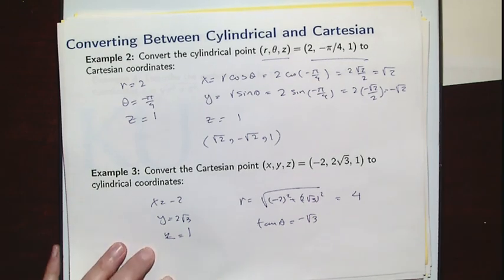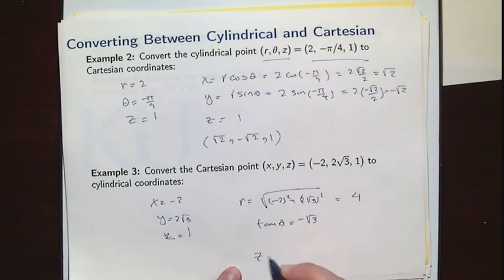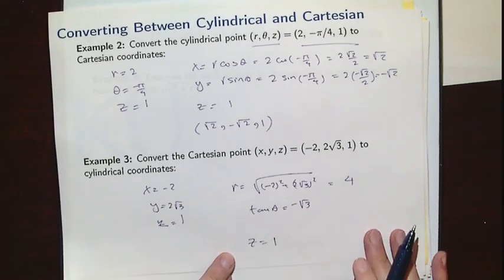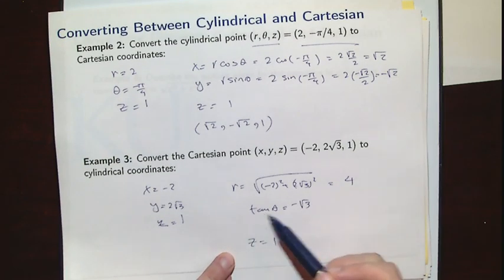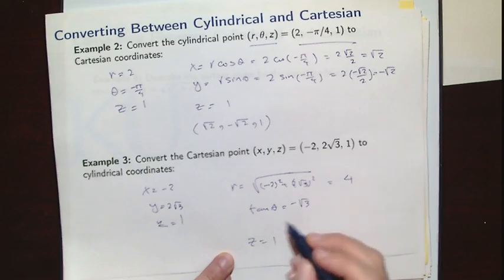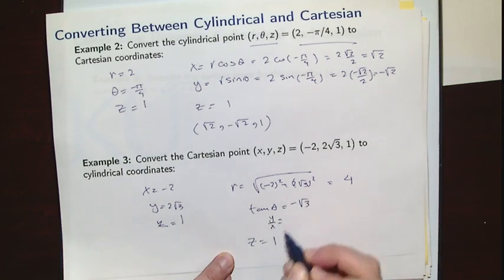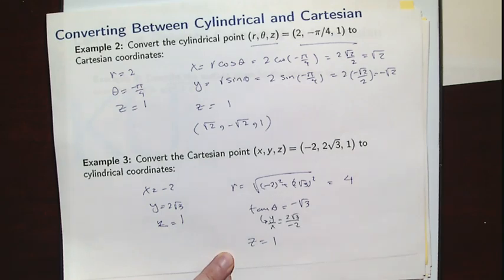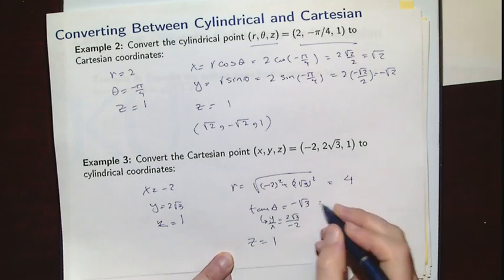We decided that z is going to stay the same, right? So z is going to be 1 still. I found r. That's good. I also found tangent of theta. How did I find tangent of theta? It's y over x, right? Which is 2 square root of 3 over negative 2, negative square root of 3. So negative square root of 3 is associated with negative pi third, right? If I do the arc, I get negative pi third.